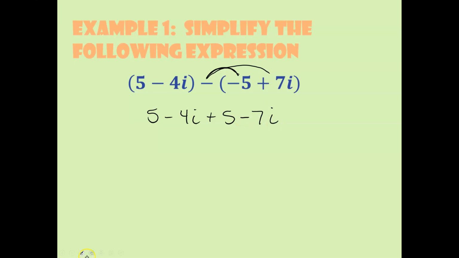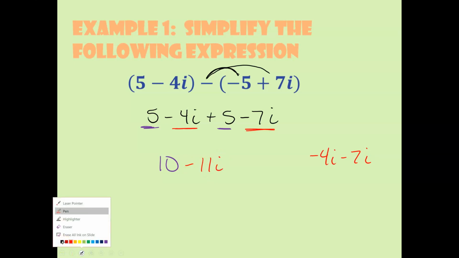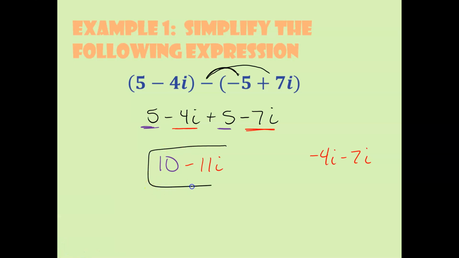And then after you do that, we're back to combining like terms. So you've got a positive 5 and a positive 5, which make a 10. And then you're going to combine your imaginary numbers, and it's -4i and -7i. So you're saying -4i minus 7i, okay? And you're just going to get -11i. And that is your final answer, okay? So just one extra step.